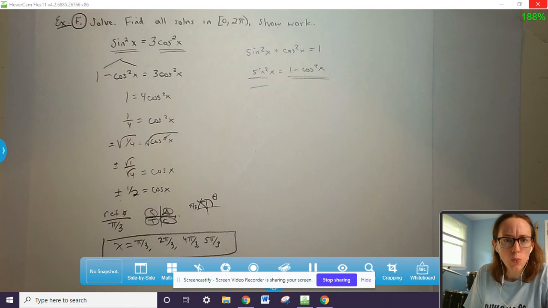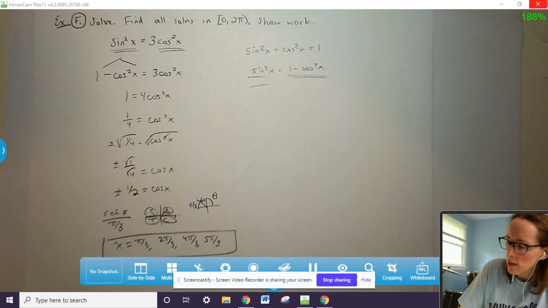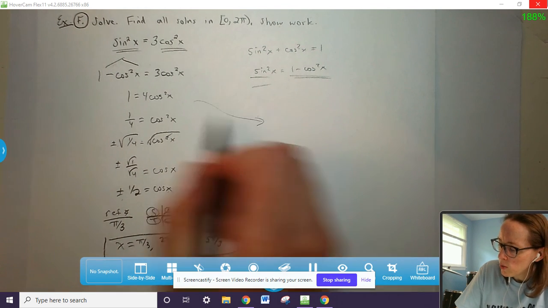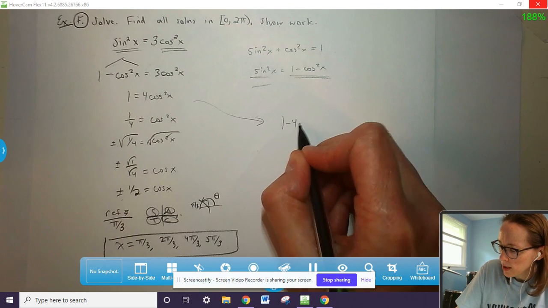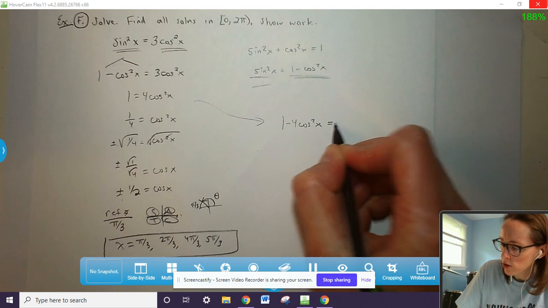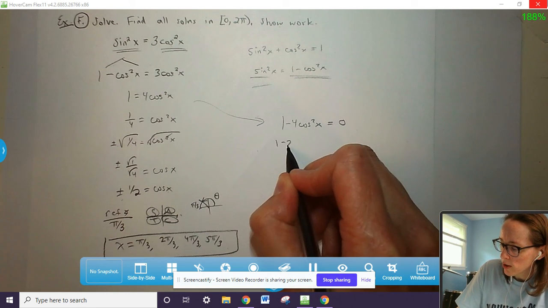And this was one way to do it. And just to show you some other things, if from here you wanted to move the cosine squared to the other side, this time it actually does factor. That's a difference of 2 squares.